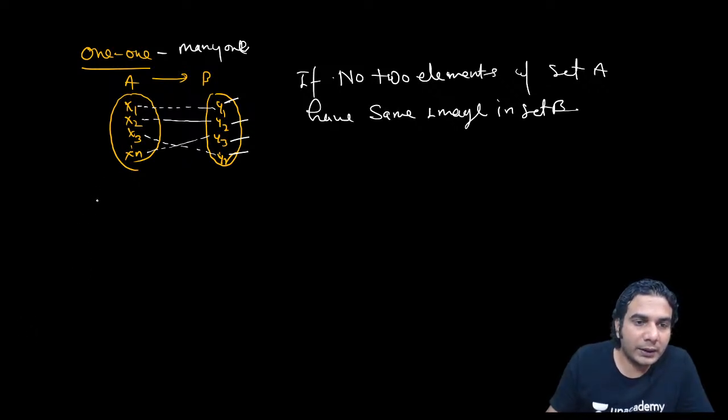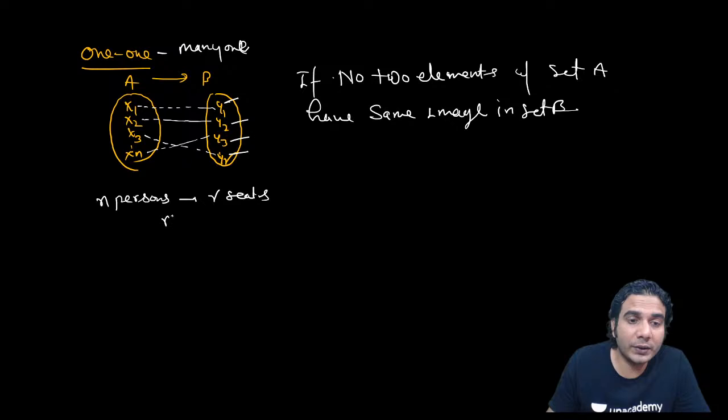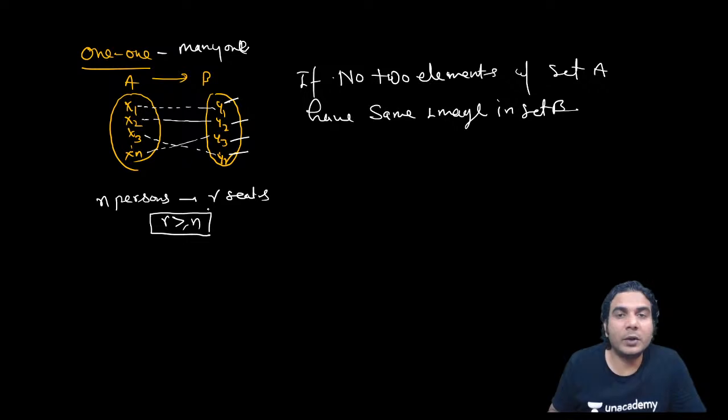So n persons and r seats. So what will happen? And obviously seats r should be greater than or equal to n. There should be more seats or an equal number of seats as persons available, because every person is going to sit, right? That is the condition of a function.